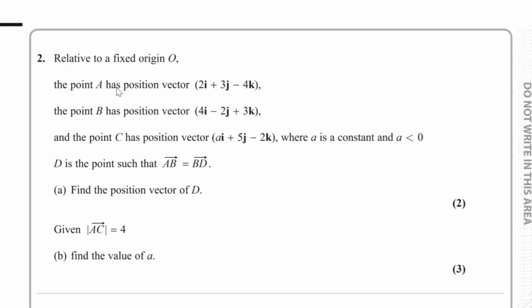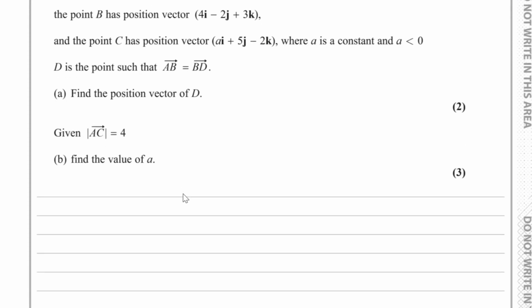Question number 2. Relative to a fixed origin O, the point A has position vector 2i plus 3j minus 4k, and the point B has position vector 4i minus 2j plus 3k, and the point C has position vector ai plus 5j minus 2k, where a is a constant which is less than 0, and D is the point such that AB equals BD, and we have to find the position vector of D.